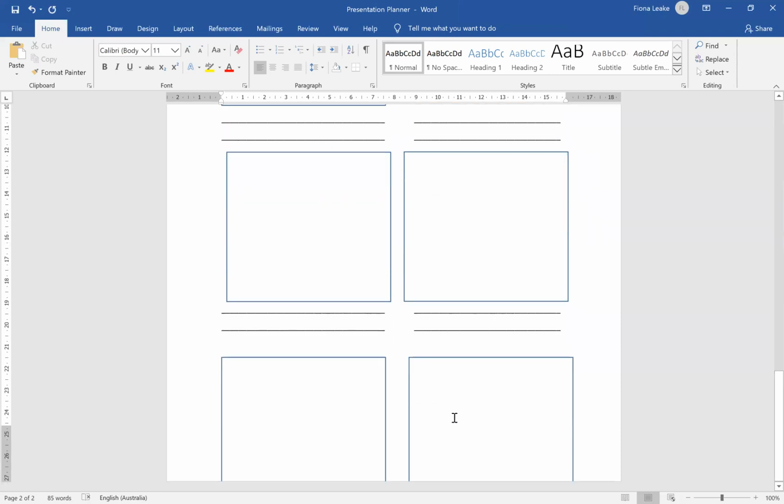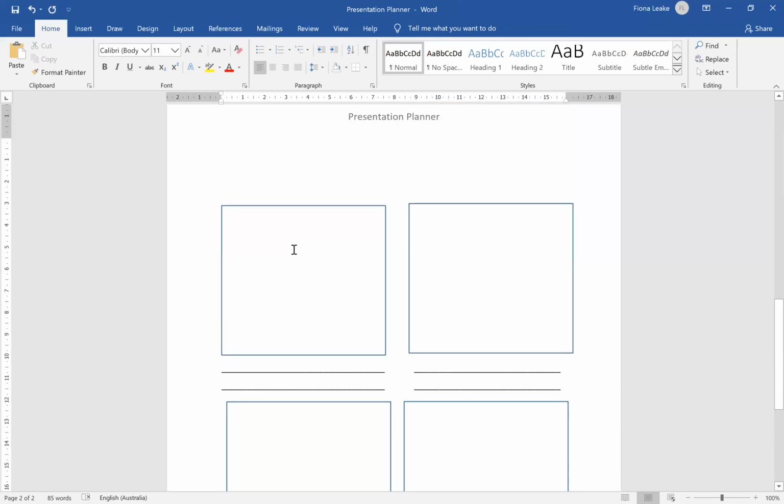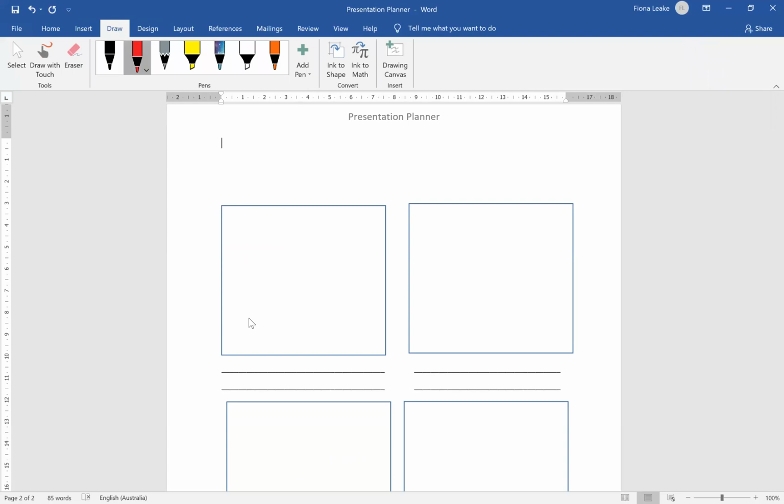I've only given you 6 on this page, but do feel free to ask your teacher if you'd like a photocopy, or even just get a pen and a ruler and a page and draw some more squares yourself. 6 are not going to be enough for the amount of information you're going to be putting in this presentation. So in these boxes, you might decide that you're going to draw a couple of things.